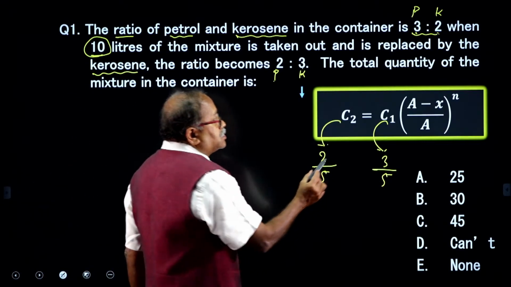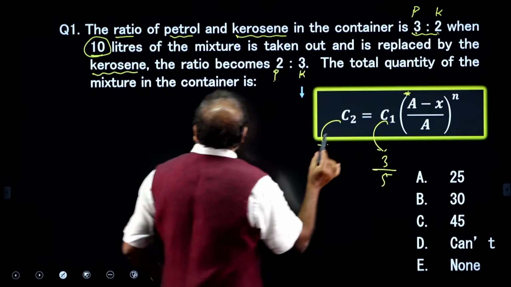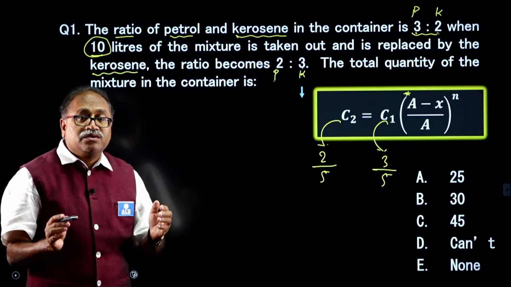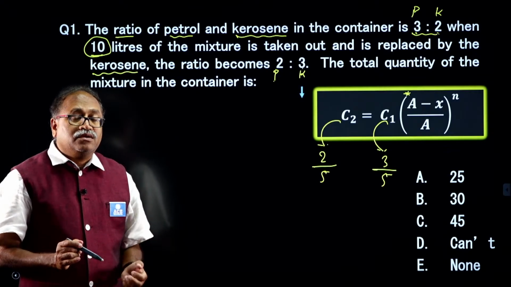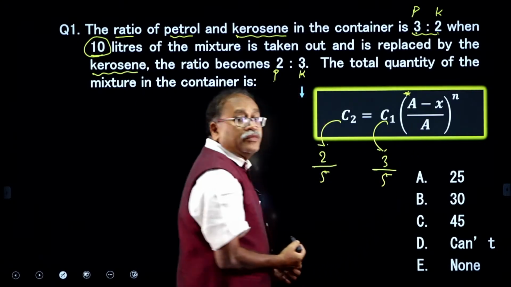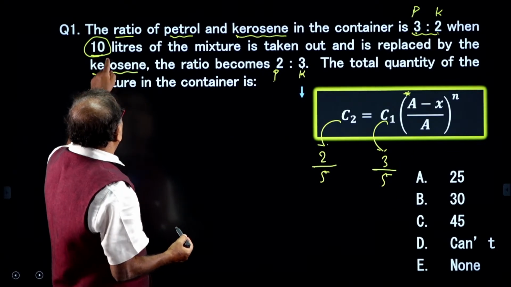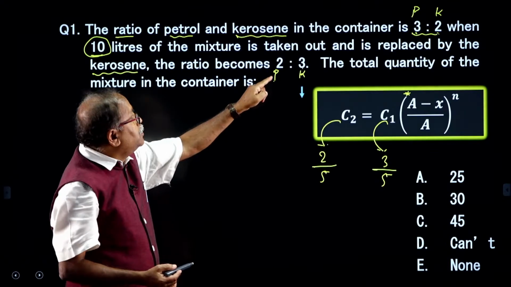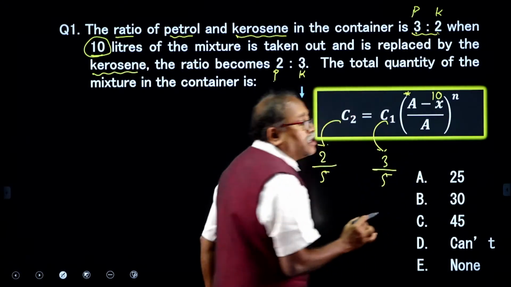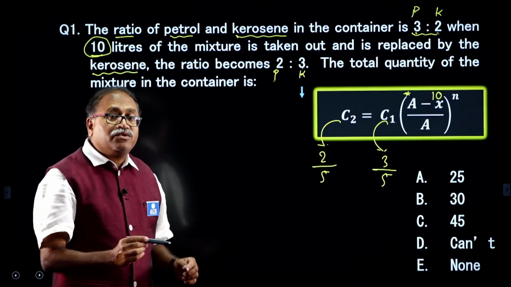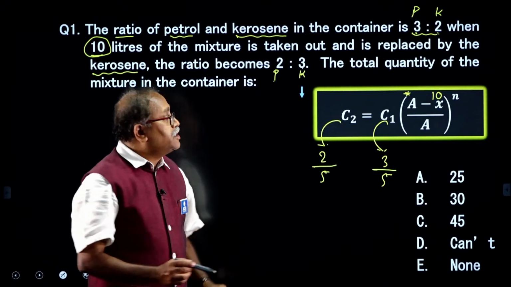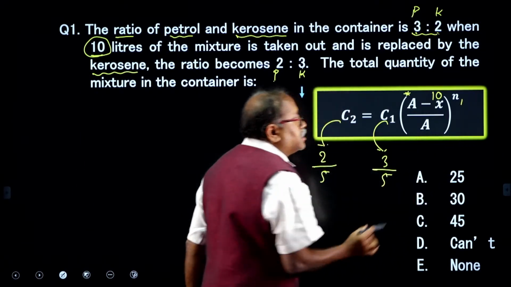What is A? A is the overall quantity, which I have to work out. The total quantity the container contains, that is A. And what is X? The one which you are replacing, 10 liters you replaced by kerosene, this 10 liter is my X. And what is N? How many times have you done this? You have done this only one time, this replacement is done only one time. So, my N is 1 over here.